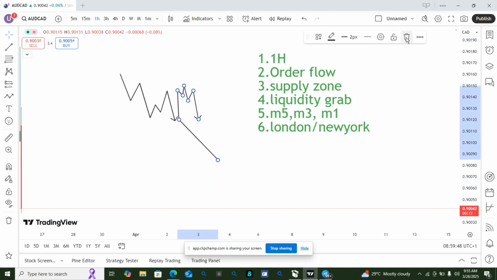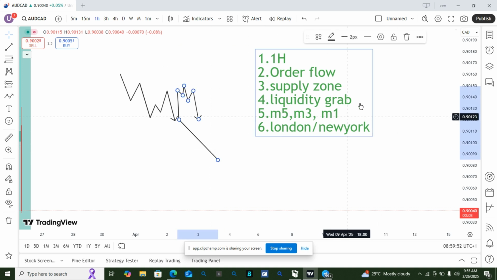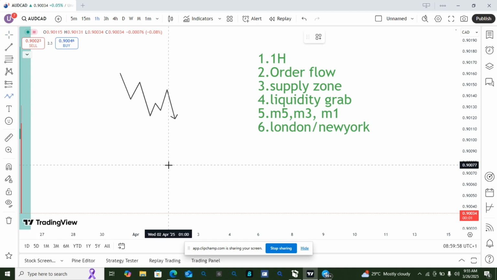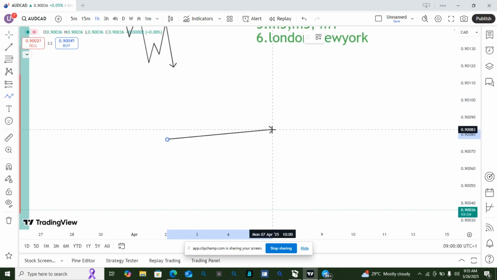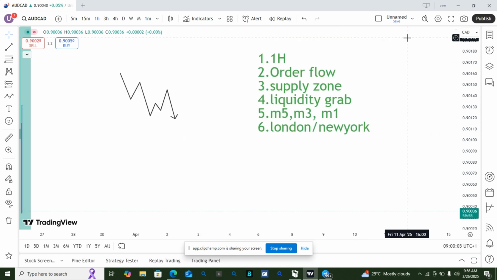Now, the sixth thing on the list is, at what time do we take this sell? At what time of the day? At what session of the day do we take this sell? This sell, we take it at London session or New York session. So we're looking for London session for these things to happen, or New York session for these things to happen. So let's go to race chart. Let me show you.